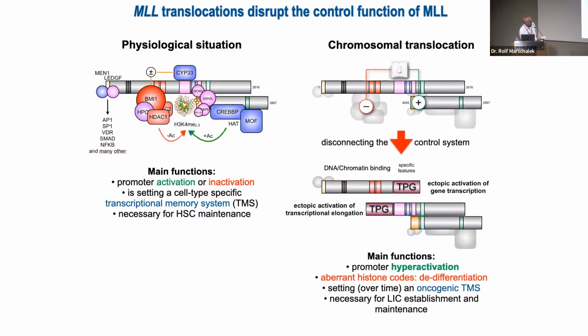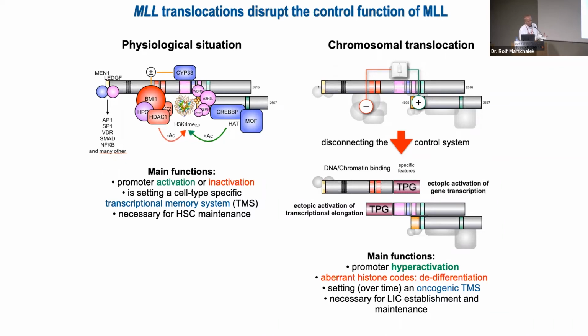These now separated MLL portions, the N-terminus is really a very heavy activator of gene transcription. So we see target genes which can be upregulated 1,000-fold by having an MLL-AF4 fusion protein expressed in the cell. And the other part, the reciprocal fusion part, can now act without promoter on chromatin.